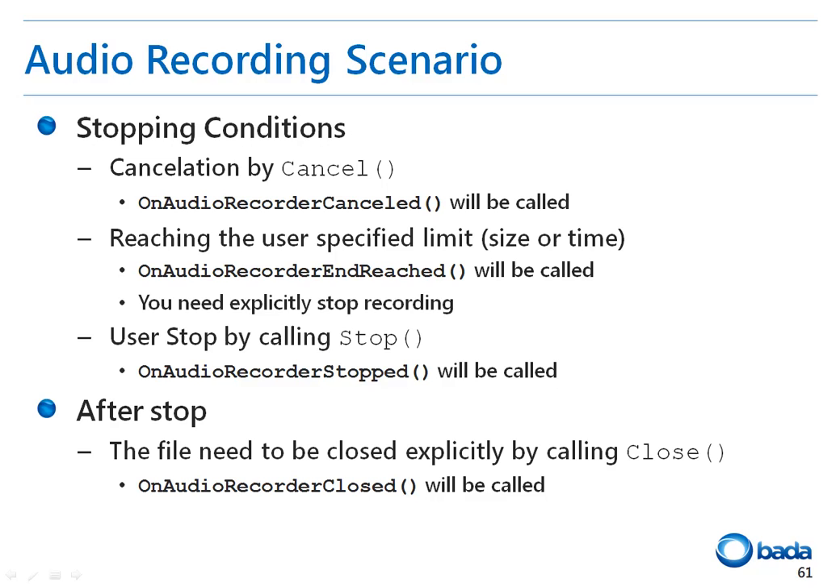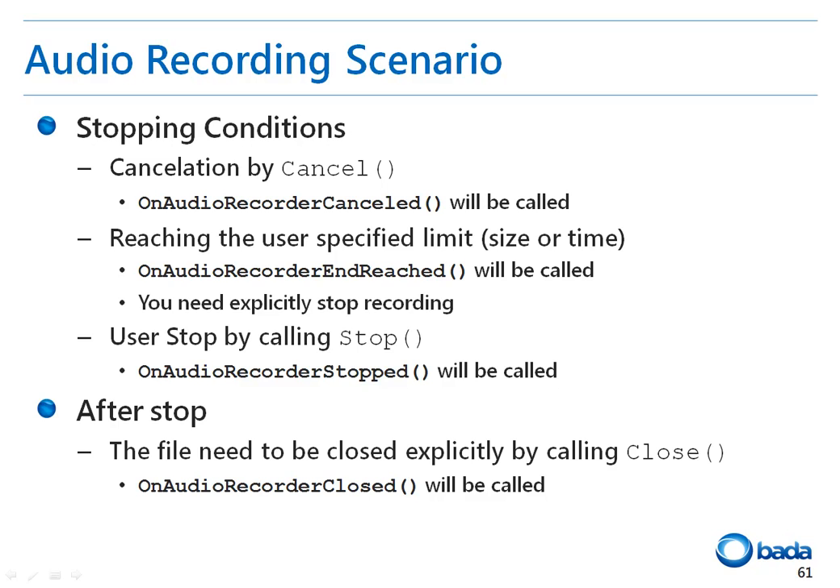A recording stops under the following conditions. A recording stops when the recording has been canceled and the cancel function of the recorder class has been called. In this case, the OnAudioRecorderCanceled function will be called. If a recording reaches the user-specified limit, the OnAudioRecorderEndReached function will be called. In this case, you have to explicitly stop the recording in this function.